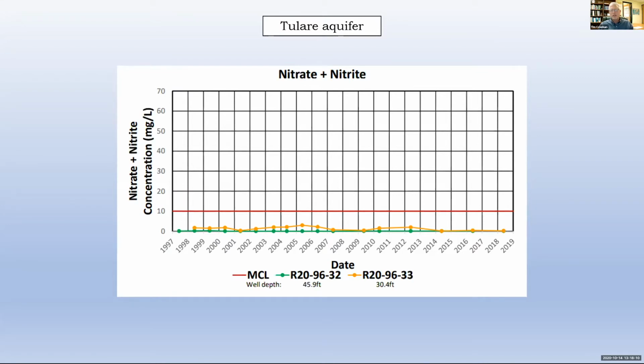Here's a site out of the Tulare Aquifer, and here we have nitrate values, which tends to be the constituent of most concern out there. We have nitrate values that are staying pretty low. So the MCL of 10 parts per million is shown with the red horizontal line there. You can see that over the years since 1997, the values have stayed pretty low, definitely in the single digits at that site in the Tulare Aquifer.